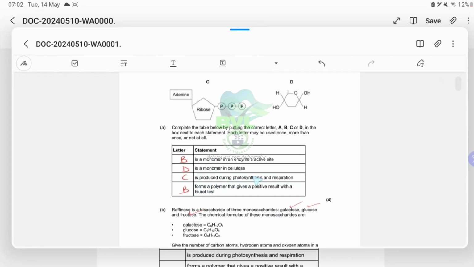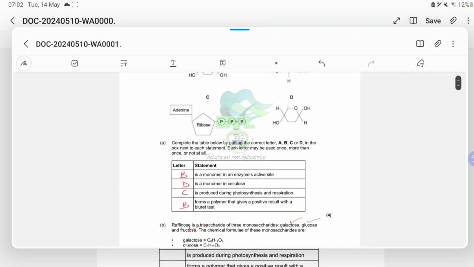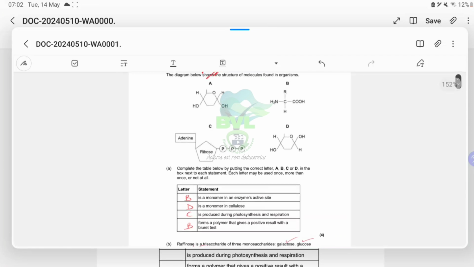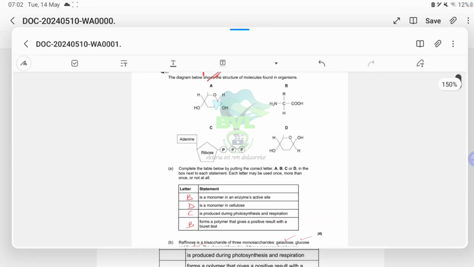The next statement is that it is produced during photosynthesis and respiration. So what do you produce in photosynthesis? You produce sugar, and you break that down in respiration, and that will be your glucose, which is your normal alpha glucose, this one. Why is it alpha glucose? Because of this OH group.